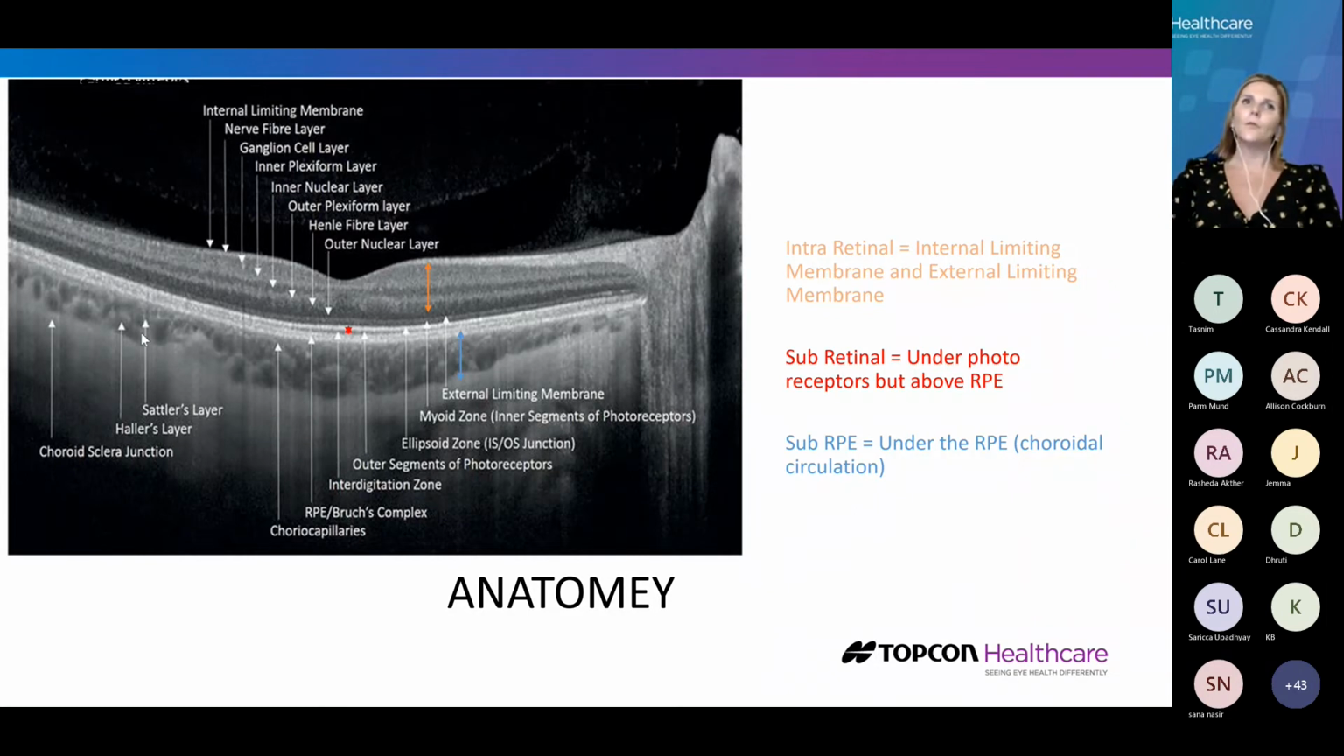You can see here also we have Sattler's and Haller's layer and the choroidal scleral junction. This is because we're able to visualize the choroidal structure a lot clearer on this image.